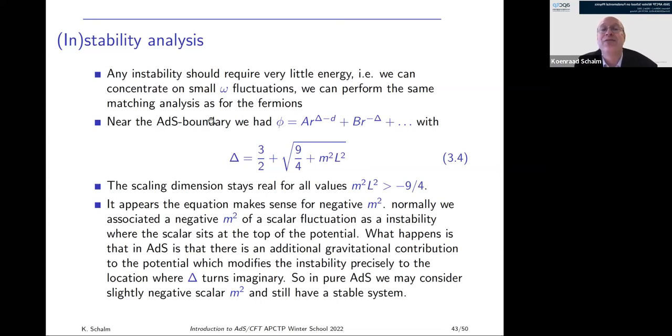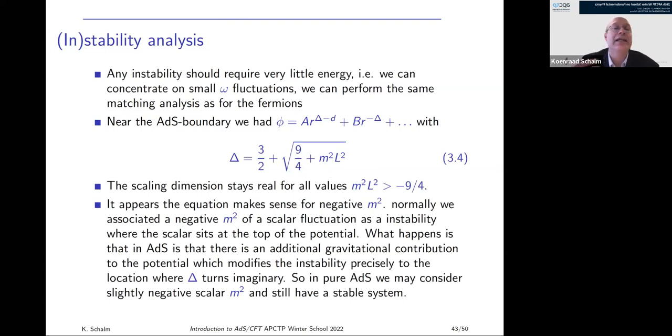We look at the behavior near the AdS boundary, where I have the leading term as A r to the delta minus d plus B r to the minus delta, where delta is now the object with the positive sign. And the particular aspect to look at is what happens to this square root in this system. And this tells you that this scaling dimension actually stays real for all values where m squared L squared is larger than minus 9/4. And this is pretty remarkable, because it appears that near the AdS boundary, this equation still makes sense for negative m squared.